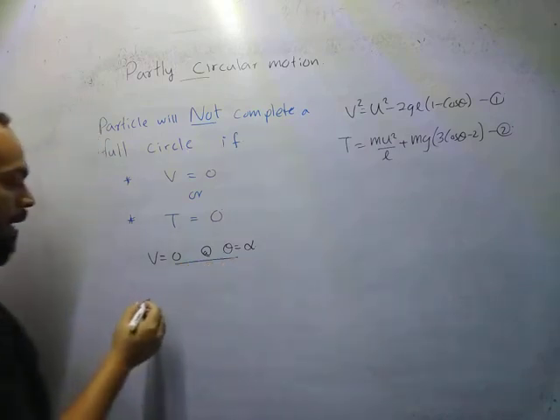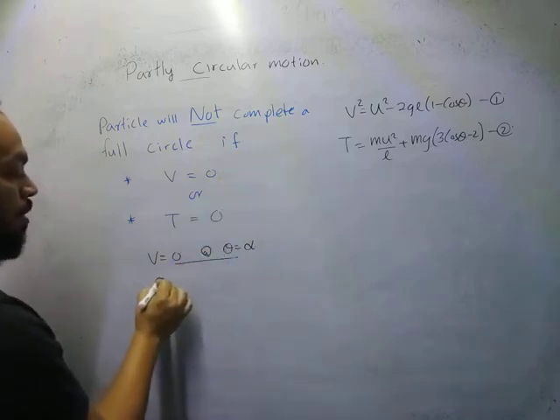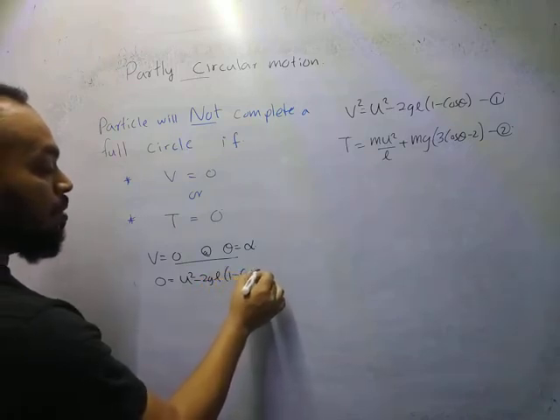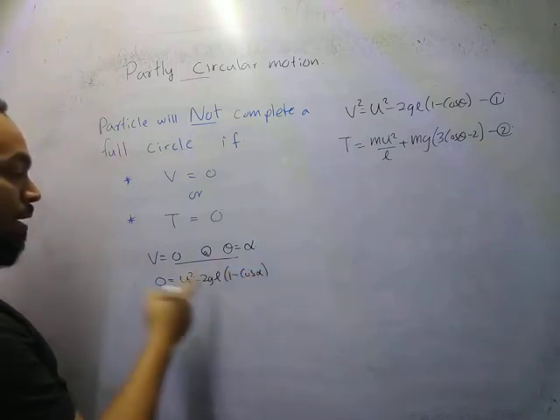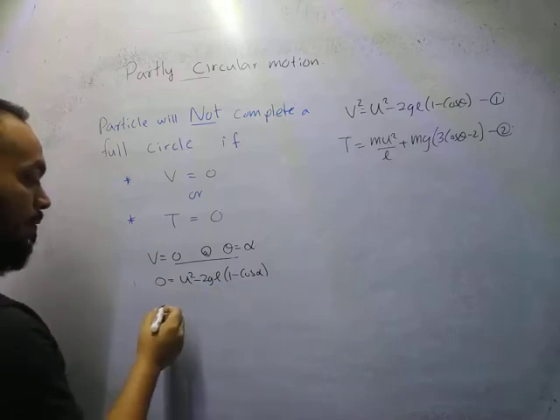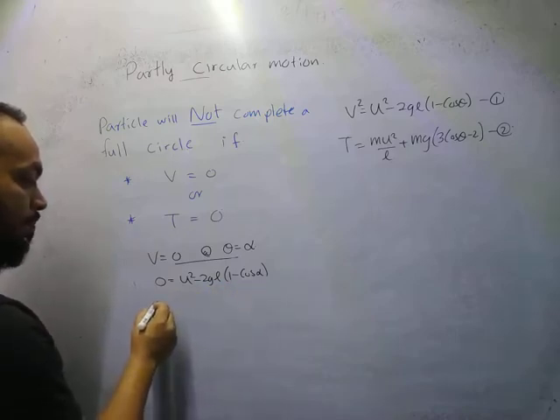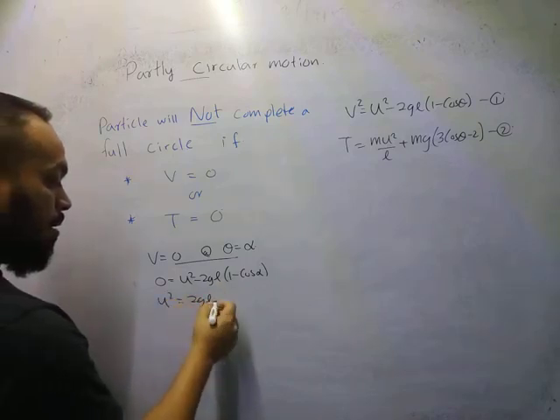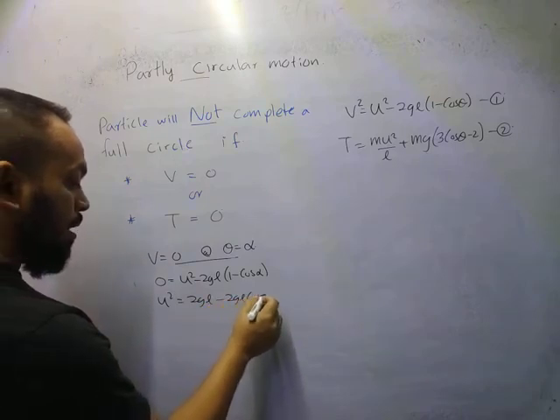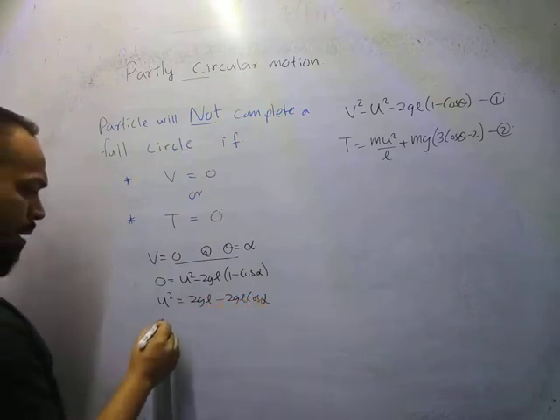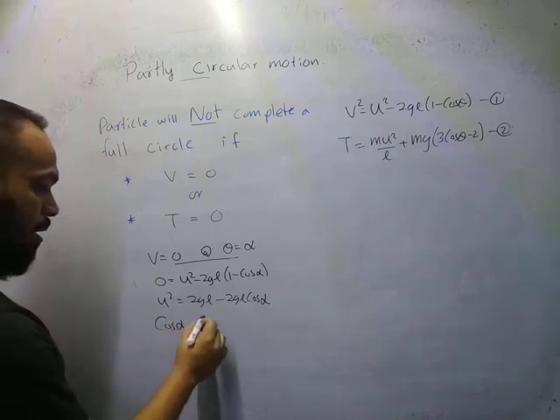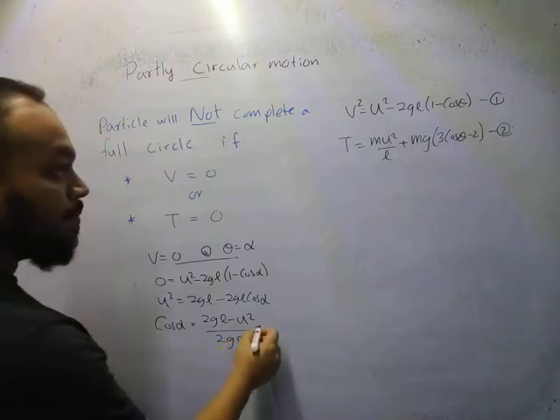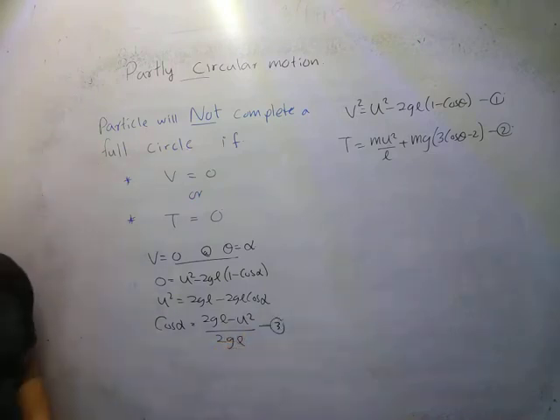At this point, what will happen is that 0 becomes u squared minus 2gl(1 minus cos alpha). So let's take a value for cos alpha from this. u squared equals 2gl minus 2gl cos alpha. Then cos alpha would be (2gl minus u squared) over 2gl. This is the third equation.